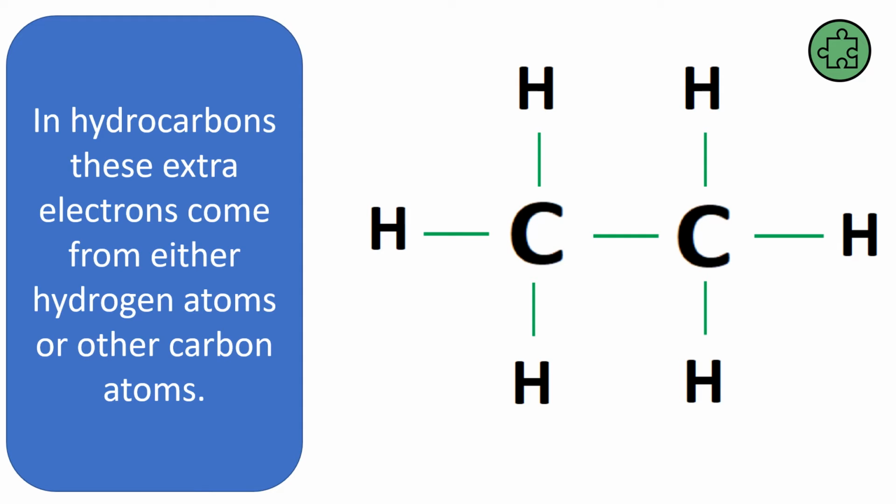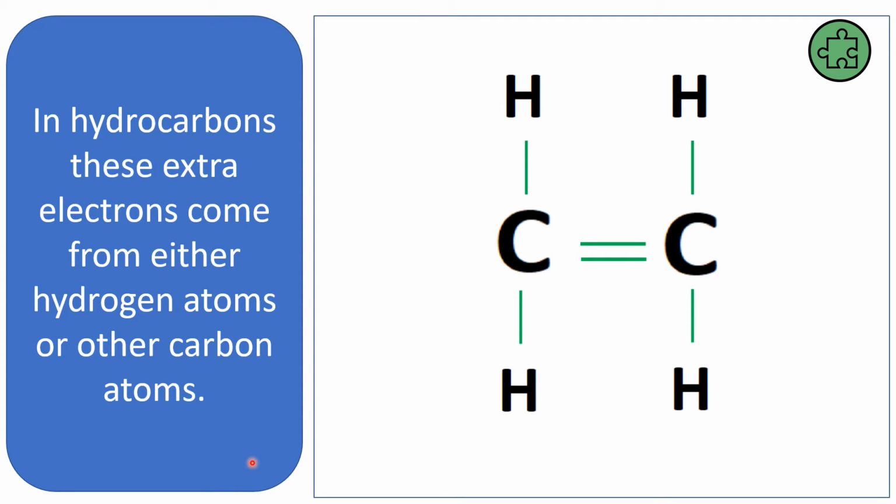This one, however, you'll notice is shown with another carbon, but each carbon has 4 bonds. So this carbon here, 1, 2, 3, 4, and this carbon here, 1, 2, 3, 4. So the carbon's got to have 4 bonds, otherwise it's not stable.